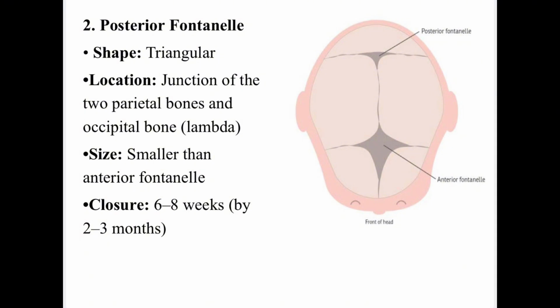The posterior fontanelle is triangular, and it is at the junction between the parietal bone and the occipital bone, called the lambda. You get it now? So we have the anterior fontanelle, which is diamond-shaped, and the posterior fontanelle, which is triangular.